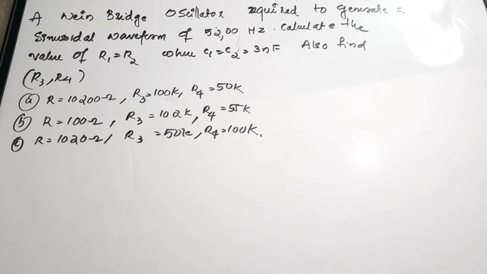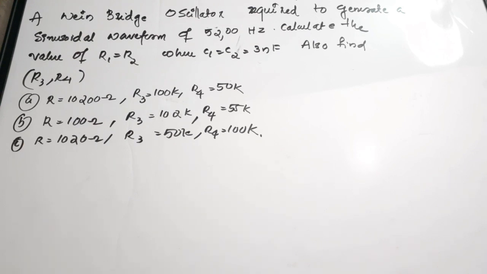If you practice oscillator questions, this is very easy. You can even remember the equations by heart. Okay, it is that easy. Calculate and also find R3, R4. So just recall the figure of the Wien-Bridge oscillator. If you find it difficult, please do watch the oscillators video. So you need to find R1 equal to R2, or you need to find the value of R, and also you need to find the value of R3 and R4.